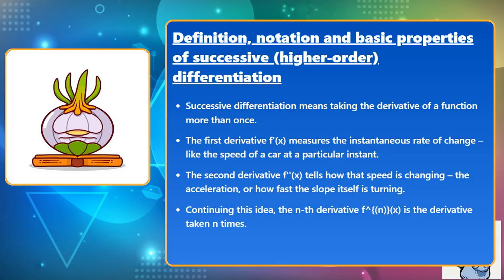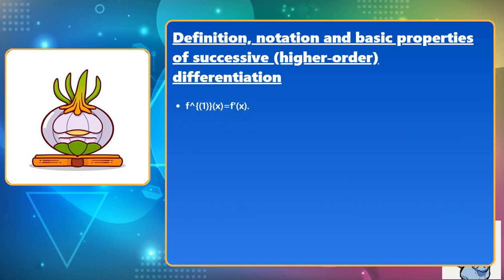Continuing this idea, the nth derivative, f superscript n of x, is the derivative taken n times. f superscript 0 of x equals f of x by definition. f superscript 1 of x equals f prime of x. f superscript 2 of x equals f double prime of x, etc.